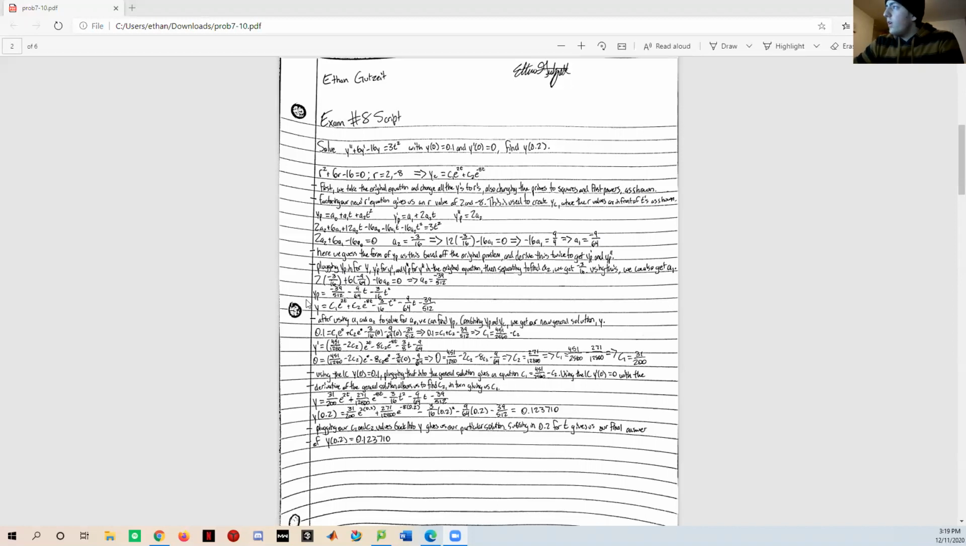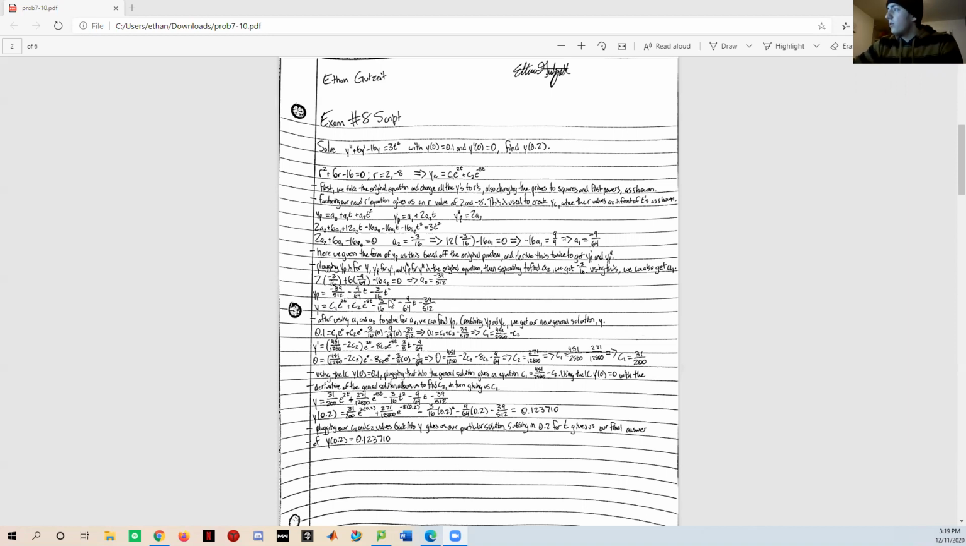We're going to put all those a's back into our yp right here. Just put those in front. And then once we do that, we're going to be able to combine our yc and our yp. And that will give us our general solution y. You can see it is c sub 1 e to the 2t plus c2 e to the negative 8t minus 3 over 16 t squared minus 9 over 64t minus 39 over 512.